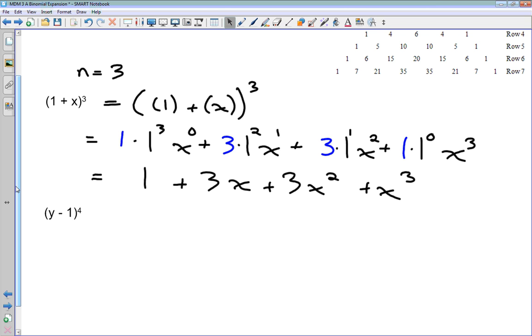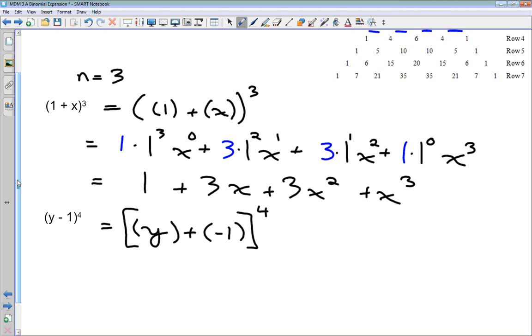What do we do if we have something like y minus 1 to the power of 4? We do this exactly the same way. We think of this as our first thing, y, plus this second thing. And this second thing is going to be negative 1. Because we always want a plus sign in between these two terms in our binomial. So all of this thing to the power of 4.